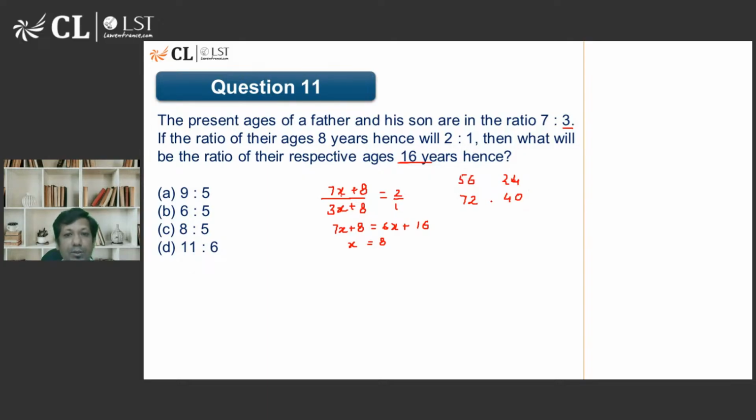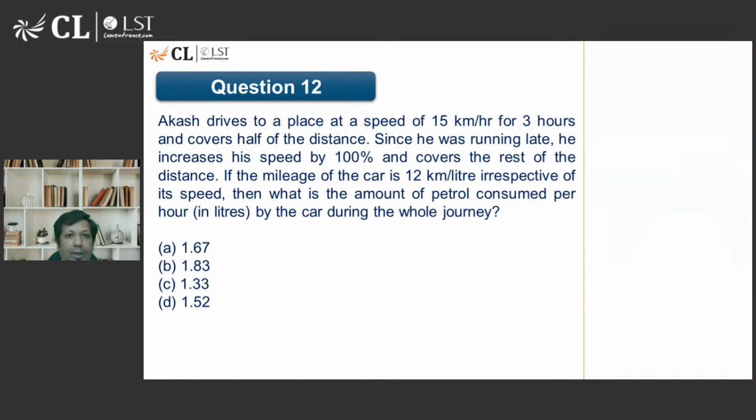Okay. So I can cancel it by 8. So 8 9s are 72, 8 5s are 40. So the ratio of their ages 16 years later is going to be 9 is to 5. And that's the answer. So basically, whenever you get a question of ages, this is how you approach every question of age. So I think there are a couple more questions, and let's see.